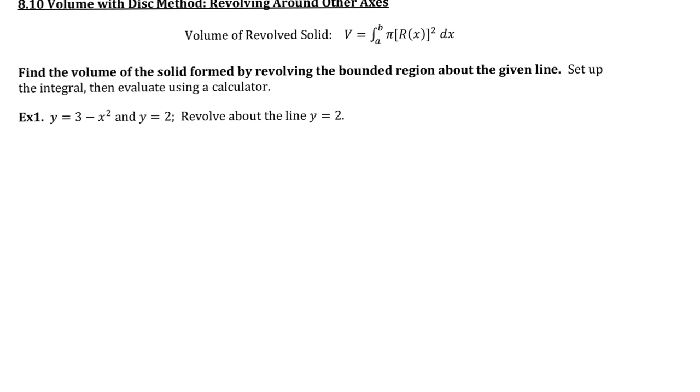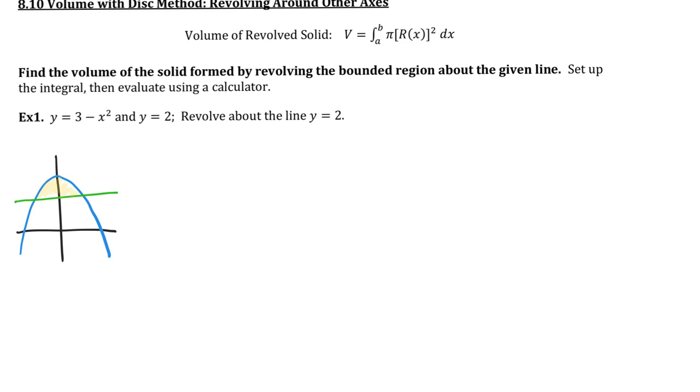Okay, example 1, y equals 3 minus x squared, y equals 2. Revolve around the line y equals 2. I'm going to sketch a picture, but we could do this without a picture. A picture is useful for some people who like pictures, not for others. Okay, y equals 3 minus x squared is a parabola. Y-intercept is 3. Y equals 2 is lower. It's a horizontal line.